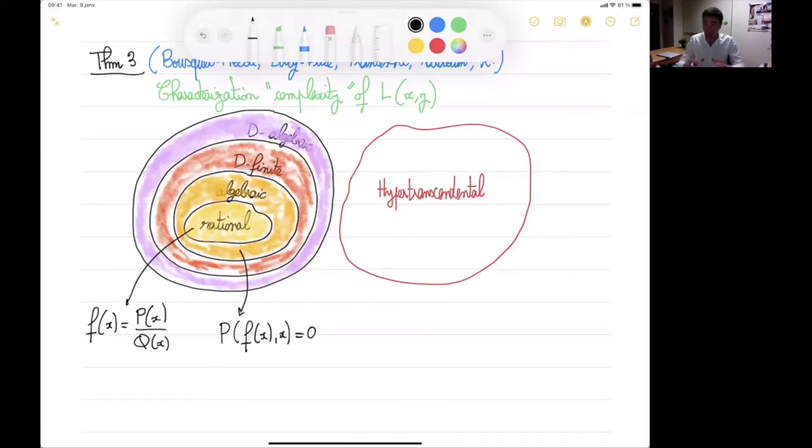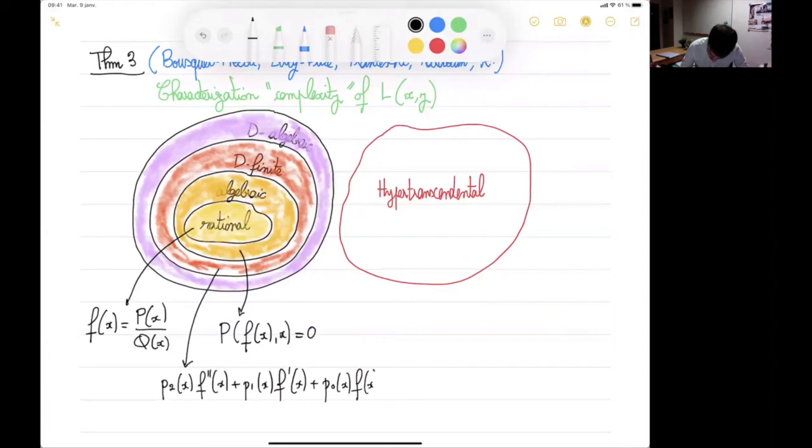And so again, we increase a bit the class of functions. And now I'm looking at D-finite functions, so D is for differentially finite. The definition is that f has to satisfy a linear differential equation. So for example, of order two, we have something like this. But a priori, there is no assumption on the order. It may be of any order. So this is a D-finite function.